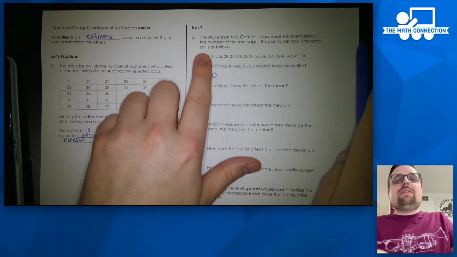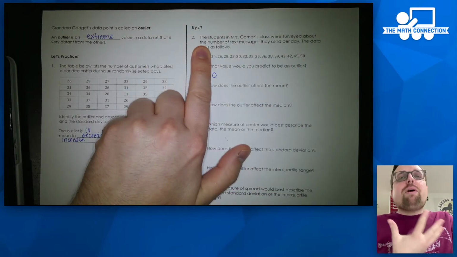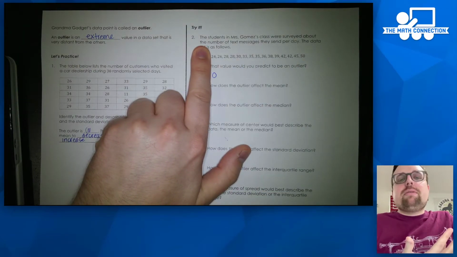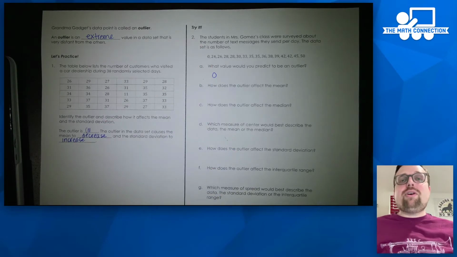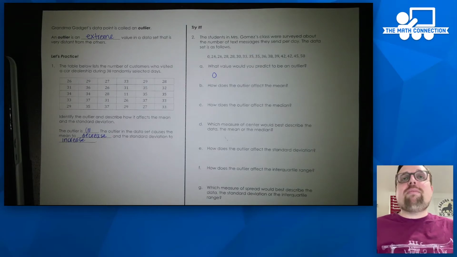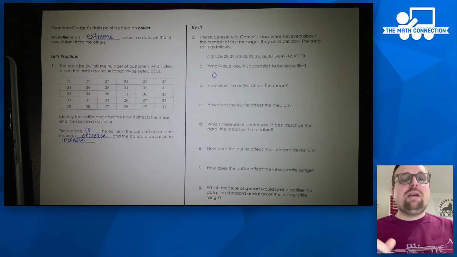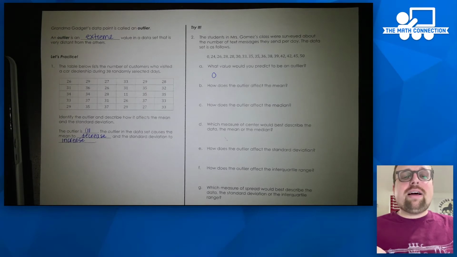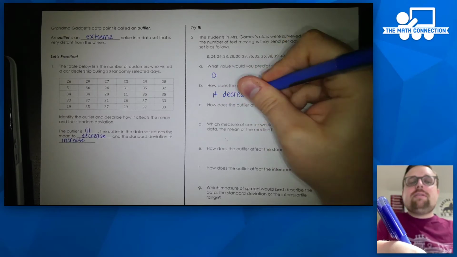Okay, so if you were to take the 0 out and average these, you'd probably fall somewhere in the mid-30s or something. But if you add the 0 in, your mean is going to go down, and you're going to have somewhere maybe in the 20s now, because there's someone who's bringing the average down by not sending any texts. How does the outlier affect the mean? It decreases it.